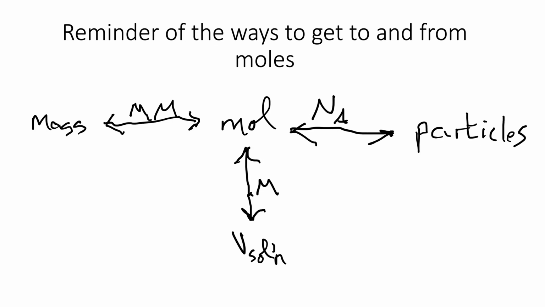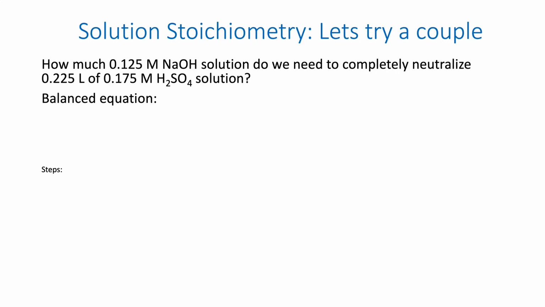And these are the 3 different ways: using molar mass to go to and from mass, using Avogadro's number to go to and from particles, which would be atoms or molecules, and using molarity and volume. All right, and I'm going to try to mix it up. Homework 11 has a lot of this. That's what homework 11 is. All right, so let's go through this one. We'll just do a couple examples.